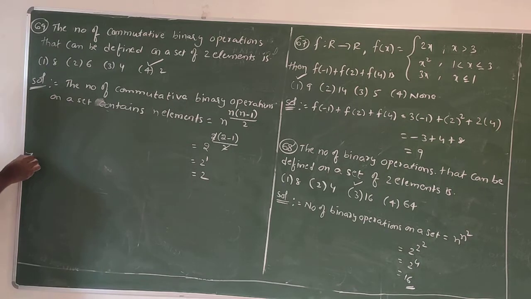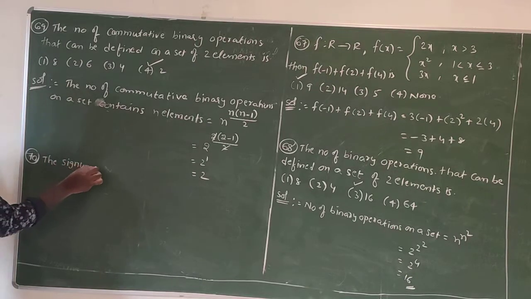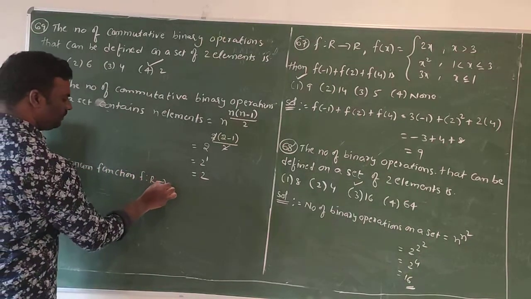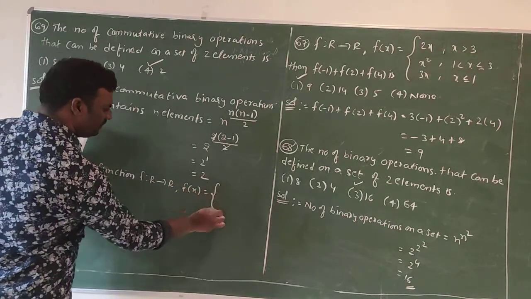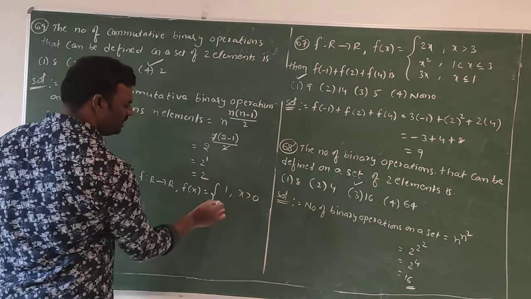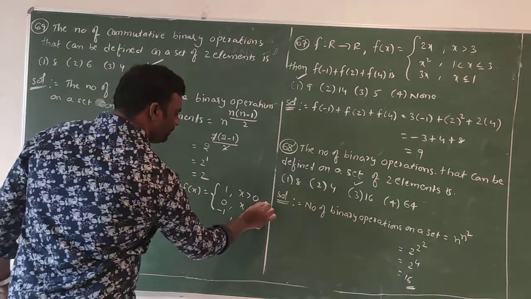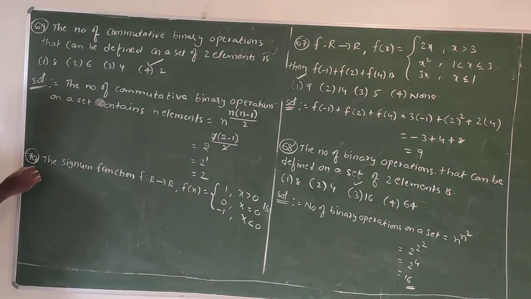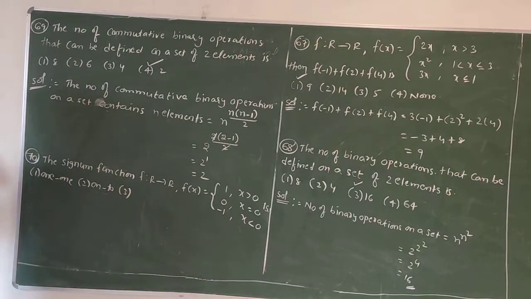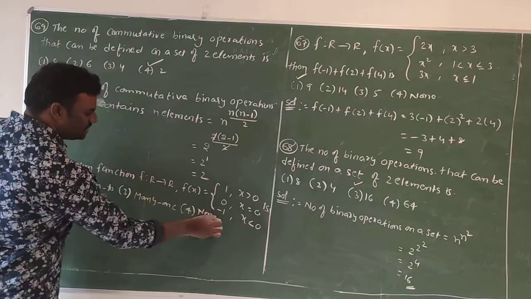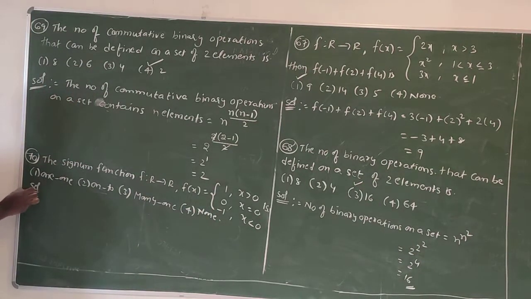Now last question, question number 70. The signum function f maps R to R, given by f of x equals plus 1 if x greater than 0, 0 if x equals 0, minus 1 if x less than 0, is: first, one-one; next, onto; third, many to one; fourth, none of these. Very easy, already this question is there in PU also.